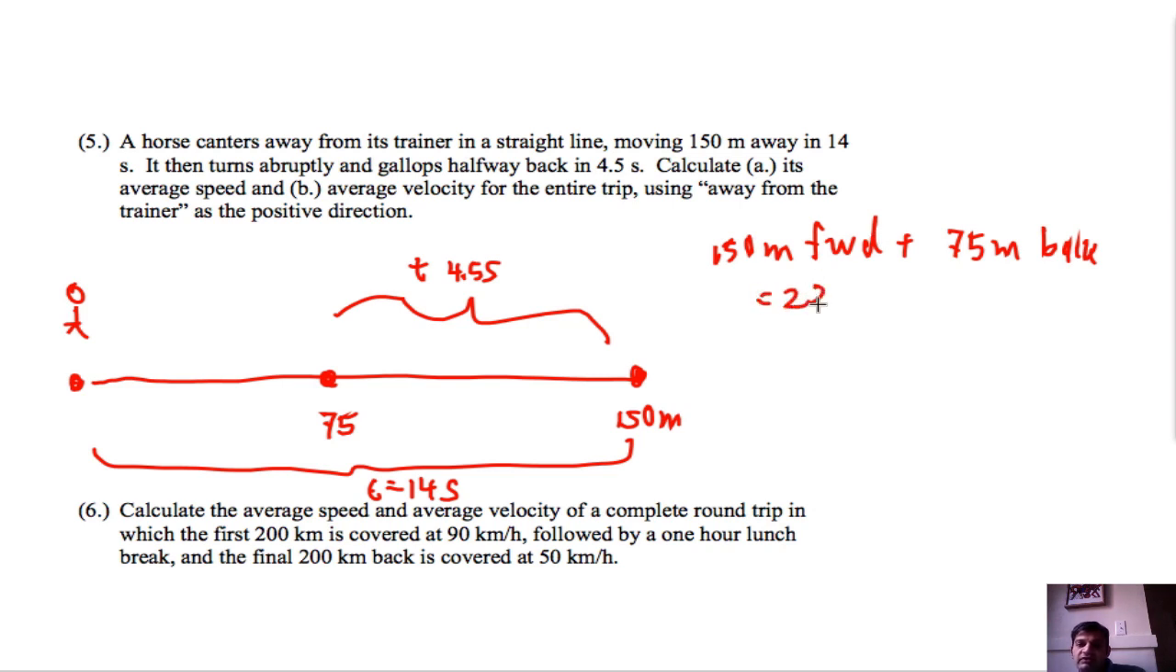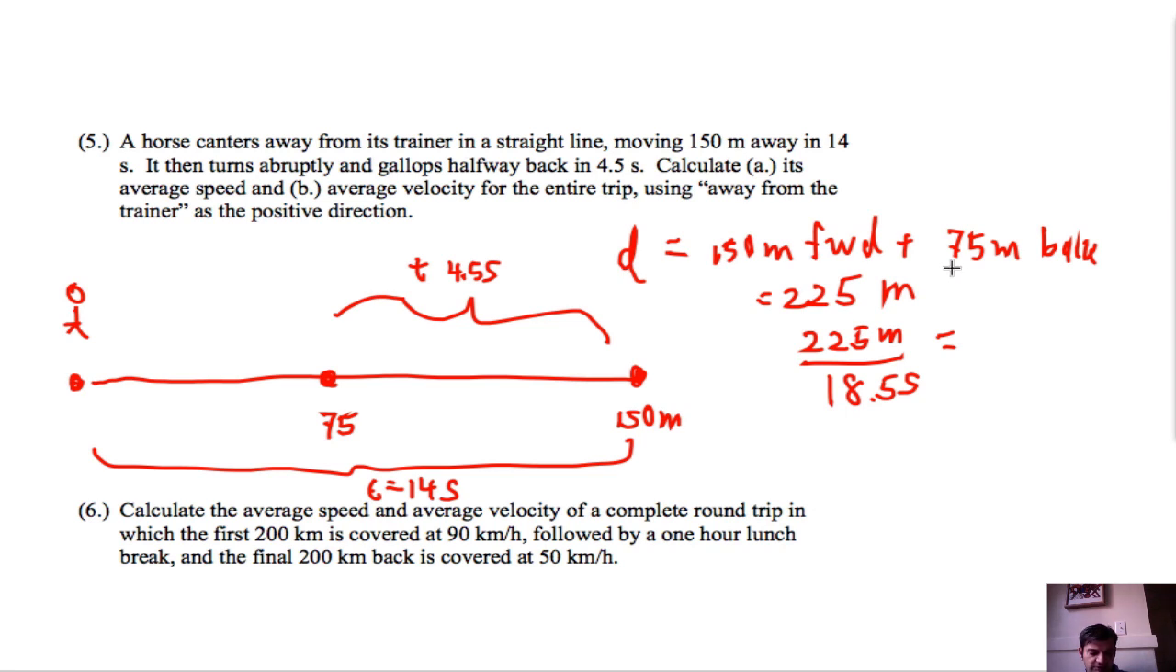So that's 225 meters for distance. Okay, so its average speed is going to be 225 meters divided by 18.5 seconds, because I'm adding up my 2 times. So that's 225 divided by 18.5.